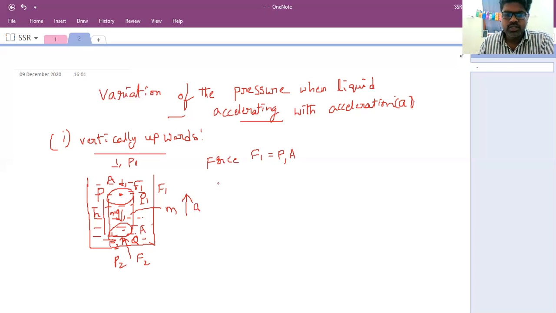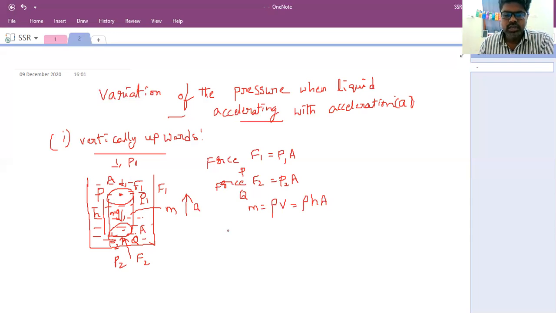Similarly, the force acting at the bottommost point is force F2 at point Q, that is P2A. And mg, the weight of the liquid, acts vertically downwards. That m you can write as the mass of the liquid, density rho into volume of the liquid. The volume is h, the height of the liquid, into A, the area of cross section. So m is rho HA.